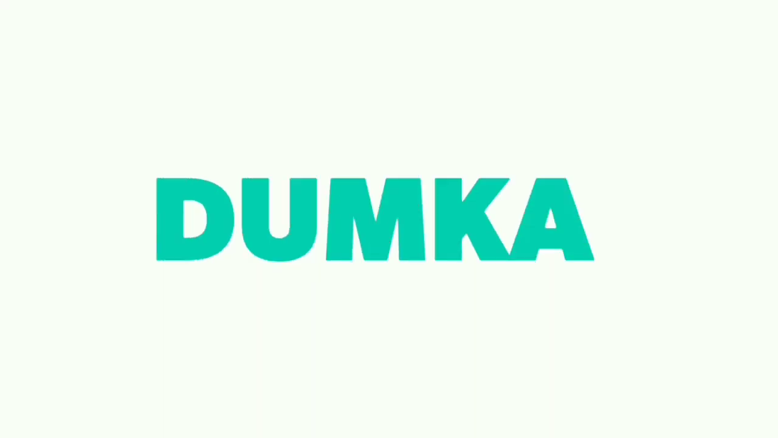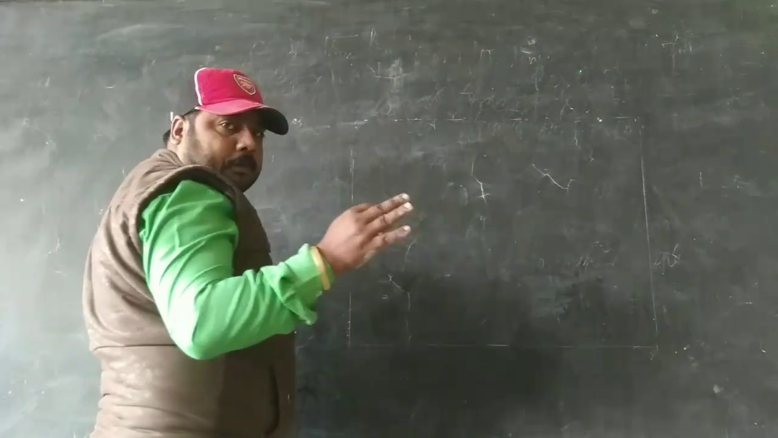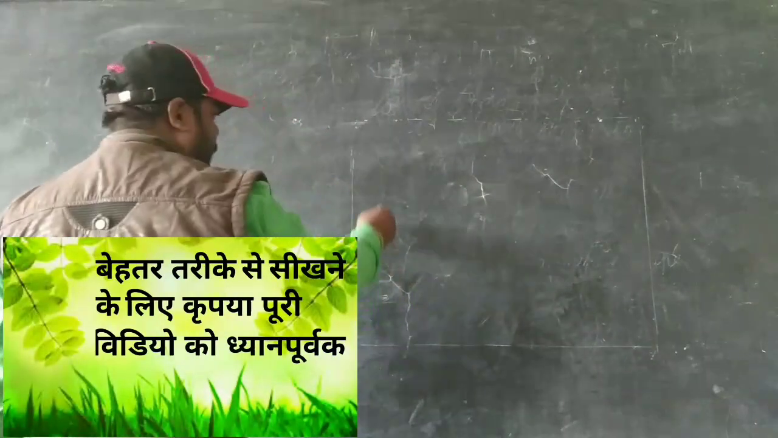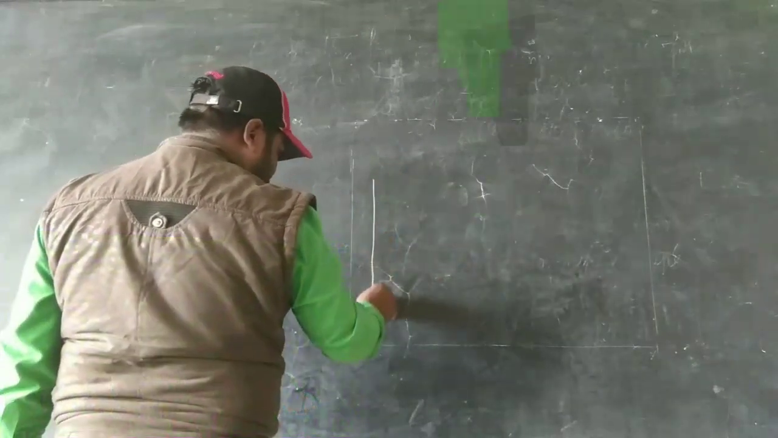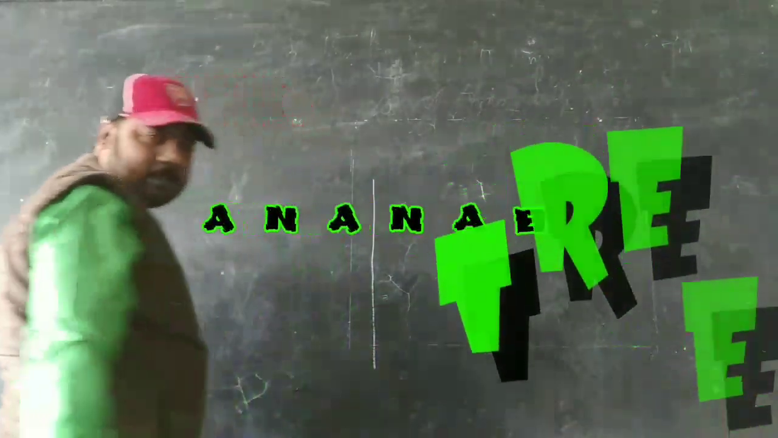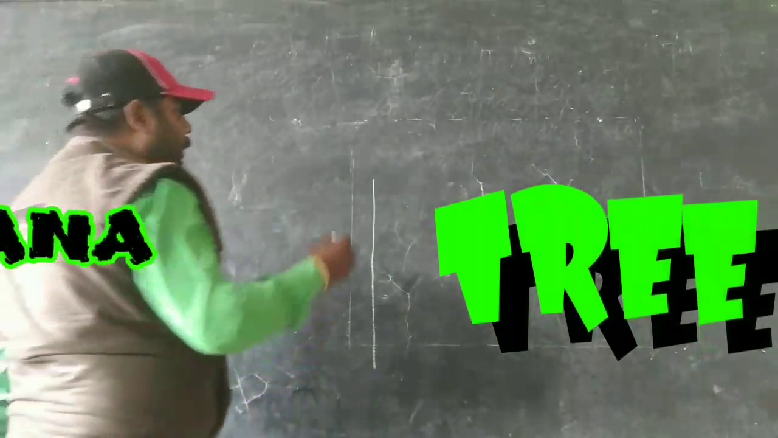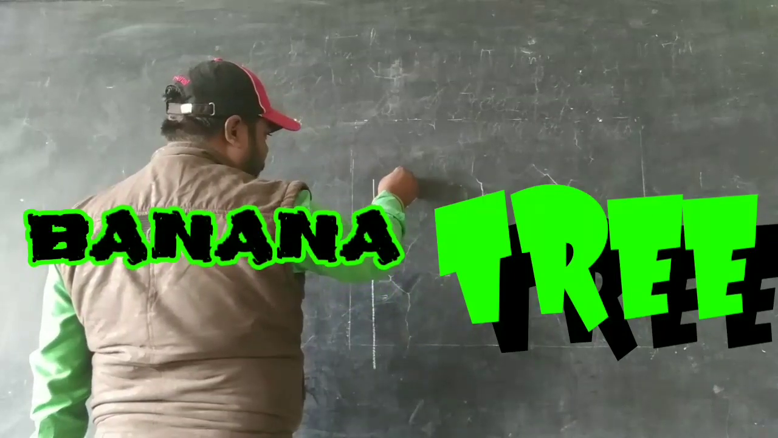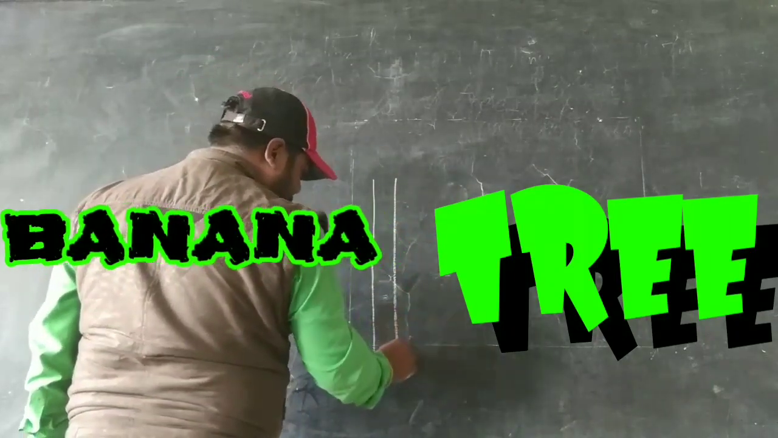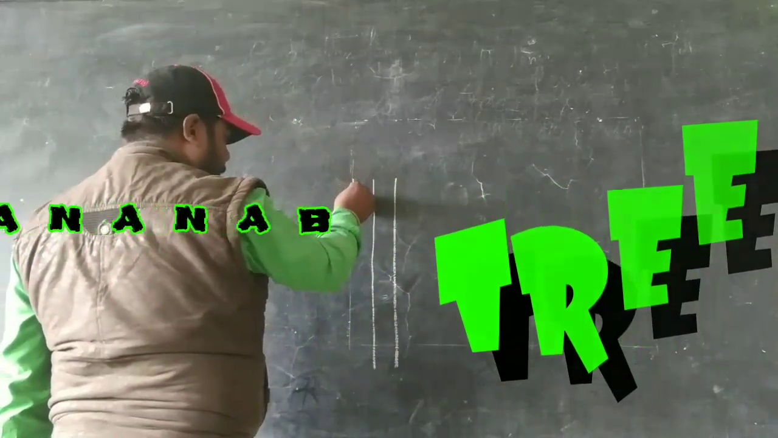So for making a banana tree, what we will have to do? First, you all have seen that the banana trees are giving top like this. Yes or no? And then what we will do? Beside of this, I will give one more line, and then this side also.